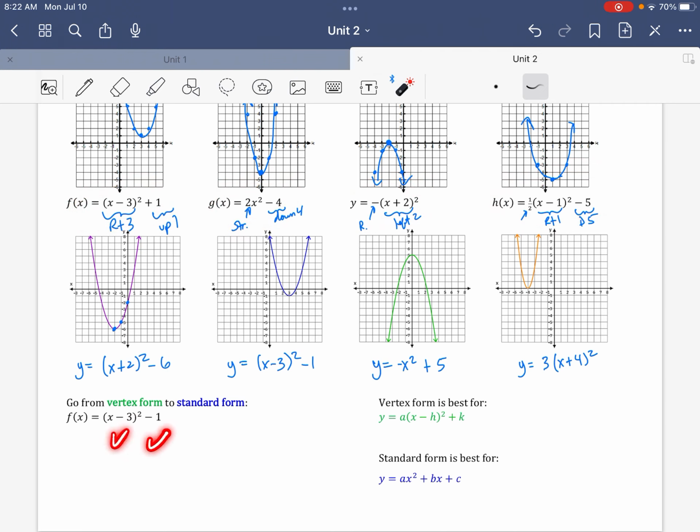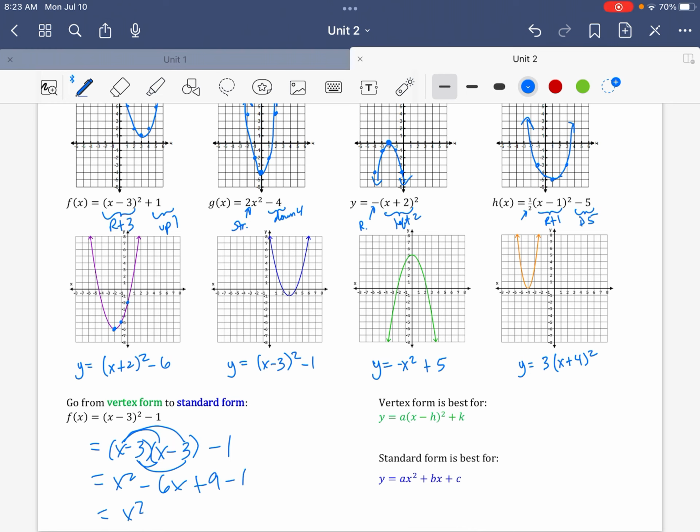So if you're in vertex form, it's really easy to go back into standard form because you're basically just going to multiply it out. You're going to take this x minus 3, write it twice because it's squared. And you're going to work it out, like FOIL it, x squared. This is minus 3x and another minus 3x, so that's minus 6x. And this last part is positive 9. So you get x squared minus 6x plus 8. All right, so that's, oops, I should put f of x. All right, so there's standard form, right?